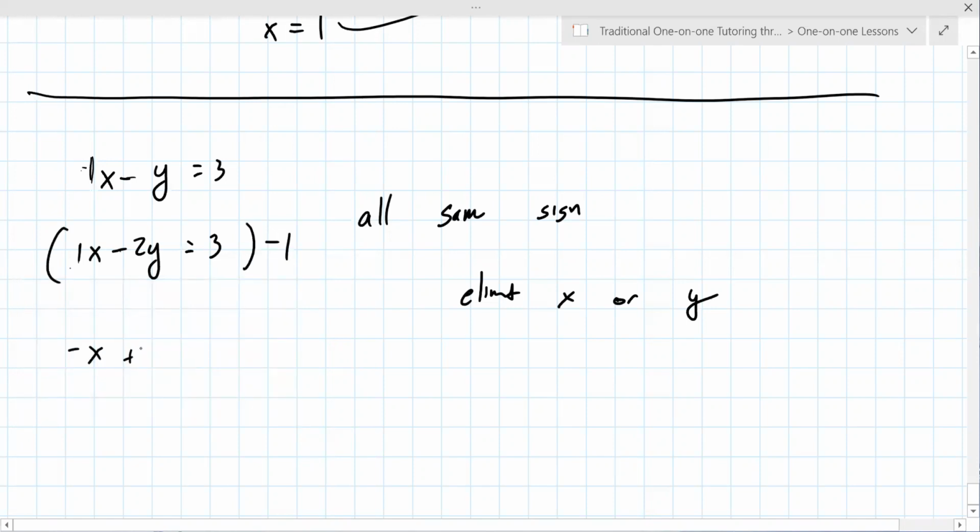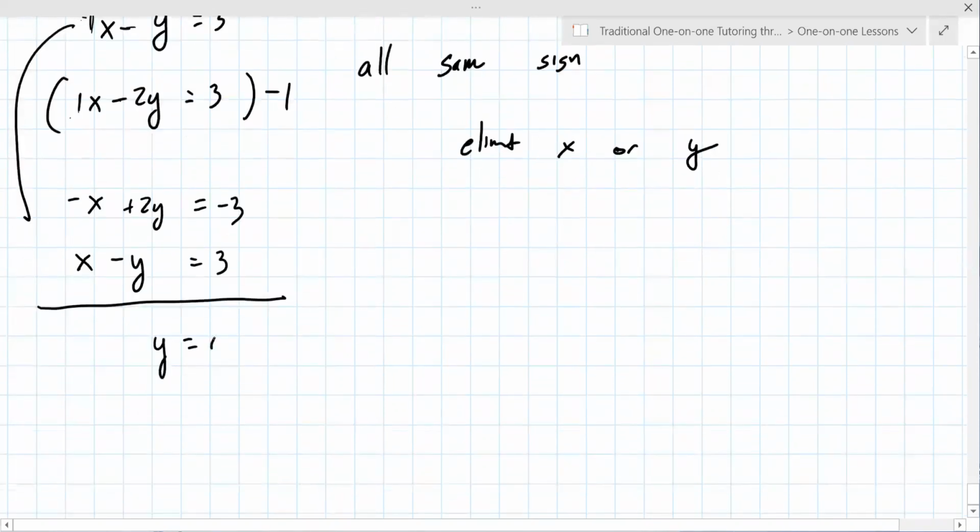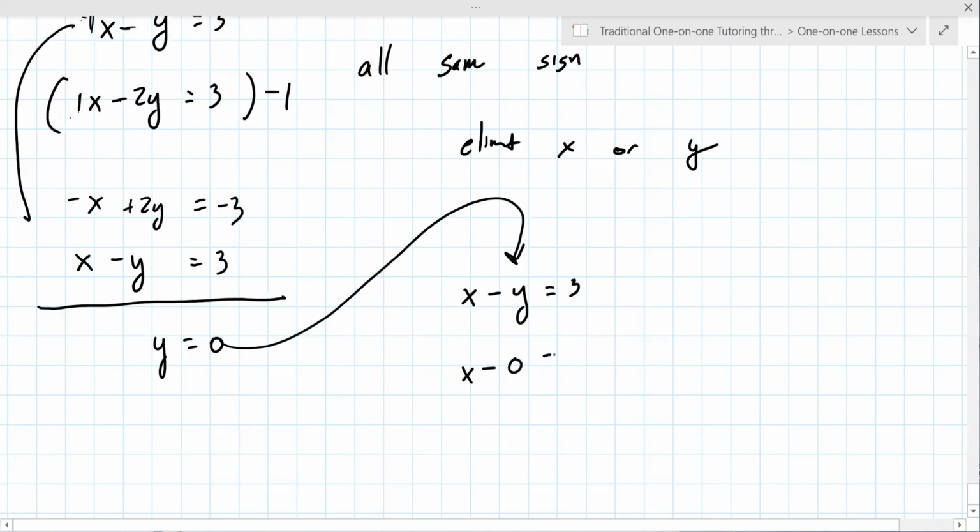Negative x plus 2y equals -3. And then you're going to bring this x minus y equals 3. Okay, and now you can add. So that's y equals 0. Yes, and that's okay. Y is 0, great. Now we go back to the first equation and you plug the 0 in. So you get x minus 0 equals 3. And then I guess that's just 3, right? Yeah.